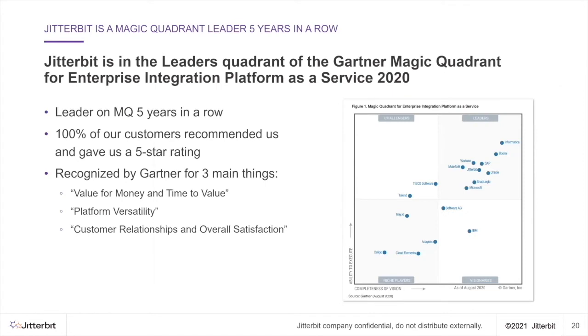Next. I gave a brief about this at the beginning of the slide, but Jitterbit is in the leaders quadrant of the Gartner Magic Quadrant 5 years in a row. 100% of our customers recommended us and gave us a 5-star rating. We are recognized by Gartner for 3 main things from customers: value for money and time to value, platform versatility, customer relationship, and overall satisfaction. And that is 5 years in a row.